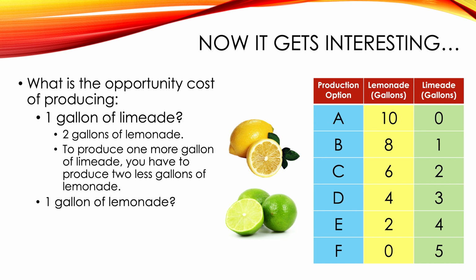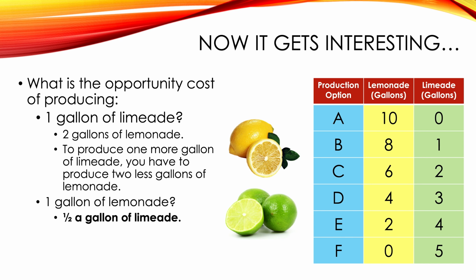Okay, the real tough question. What is the opportunity cost of producing 1 gallon of lemonade? And this is tricky because lemonade moves by increments of 2 here, not 1. But the principle still applies. So the answer to this question is to produce 1 gallon of lemonade, you need to give up a half a gallon of limeade. That's the opportunity cost of every gallon of lemonade.